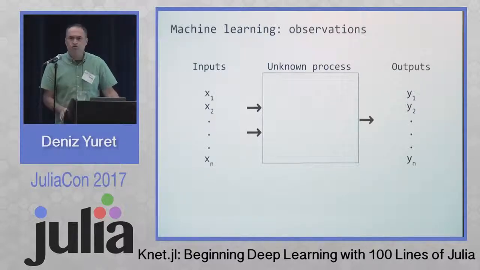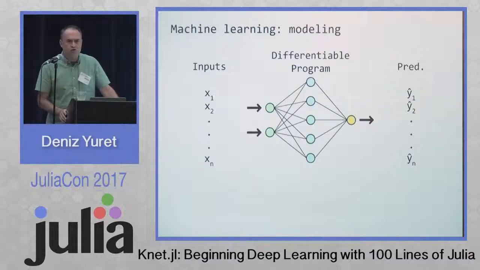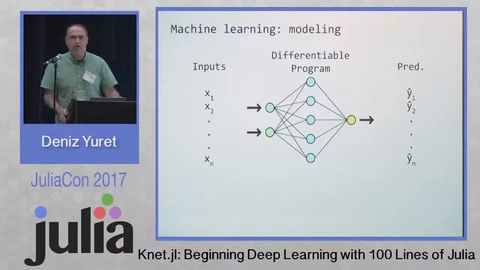And then to model the unknown process, you basically write a differentiable program. Okay? This differentiable program has some parameters, and if you twist the parameters, you're able to change the output of this model. This can be a neural network or any other thing for that matter. And your program gives you, for the same inputs, certain predictions, and you want these predictions to be as close as possible to the real outputs you observed.